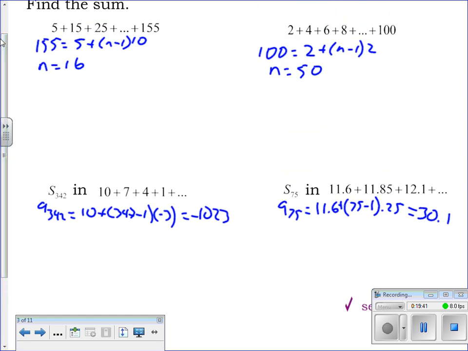So I always need three things. I need to know how many terms there are, 16. So I take the number of terms divided by 2 times the first number plus, not 115, 155, the last number. So 8 times 160, and I get 1,280.